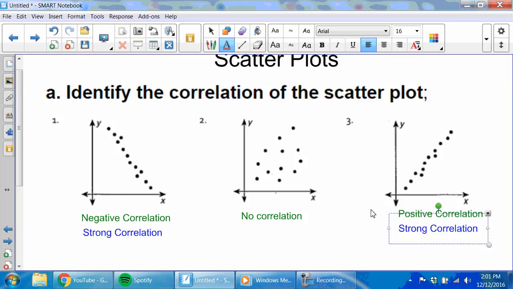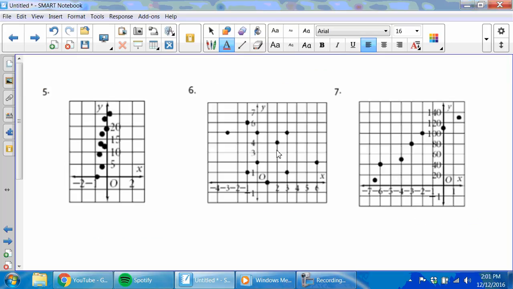So they have like a first name and last name. The first name is if it's positive, negative, or no correlation, and then the other one is if they are strong or weak. Since it's no correlation, it can't really be strong or weak. There just isn't any correlation.